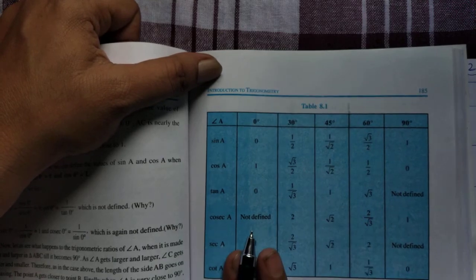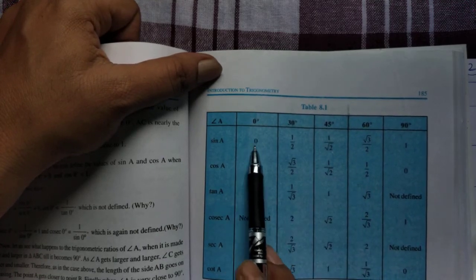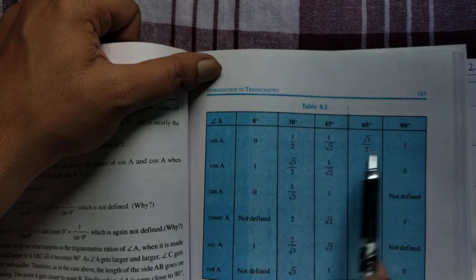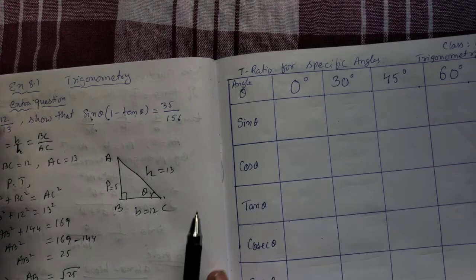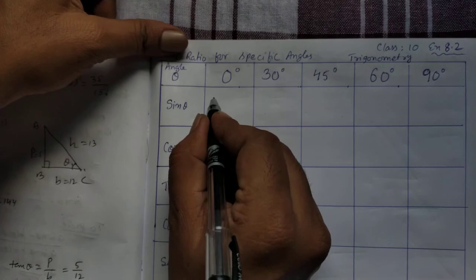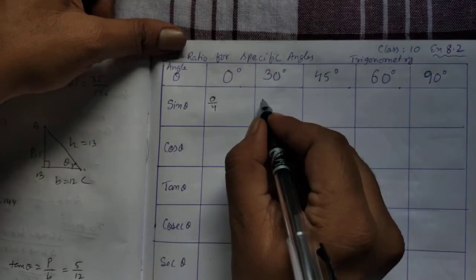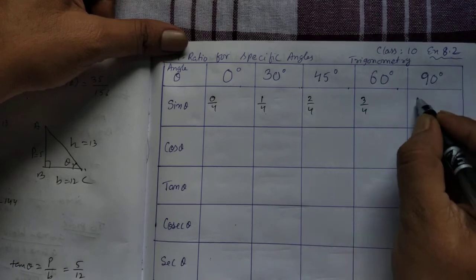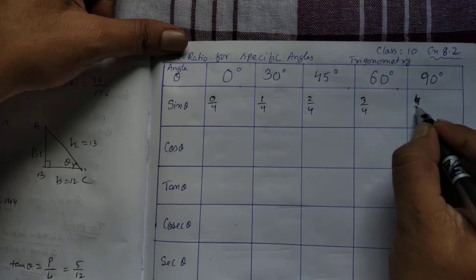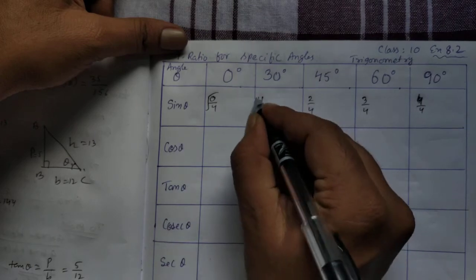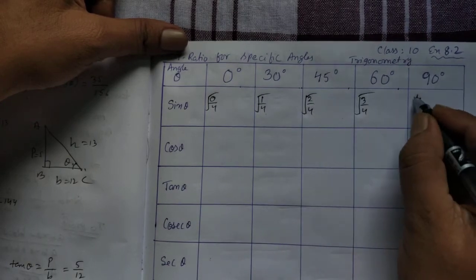Now I'll teach you how to make this table. Clear? If you know the first line, 0, half, 1 by root 2, root 3 by 2 and 1, we can find everything. Clear? Let's go. Okay. To make this table, first you write 0 by 4, 1 by 4, 2 by 4, 3 by 4, and 4 by 4. 0, 1, 2, 3, 4, dividing by 4, okay? And put under root, under root, under root, under root, under root.